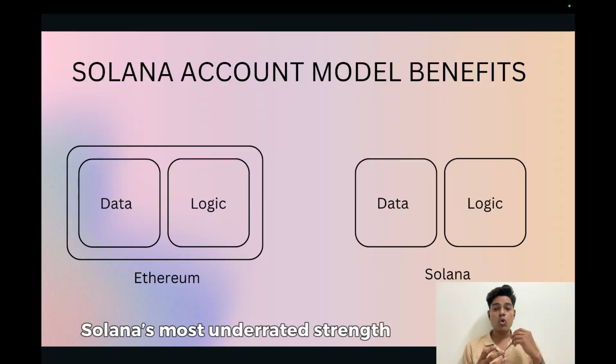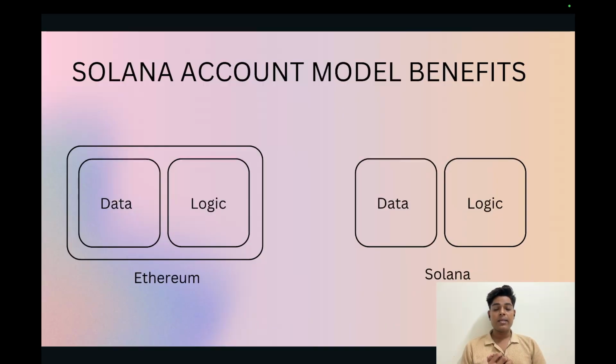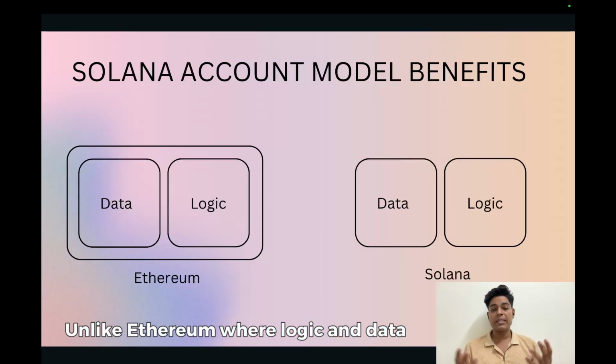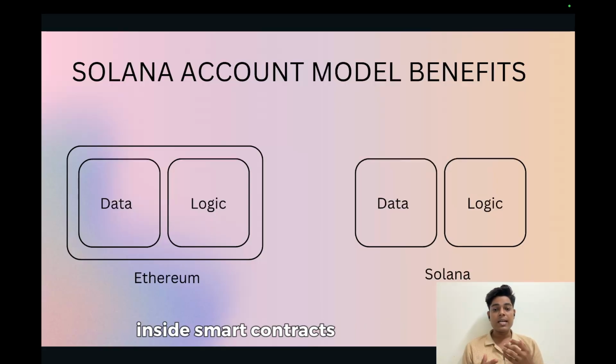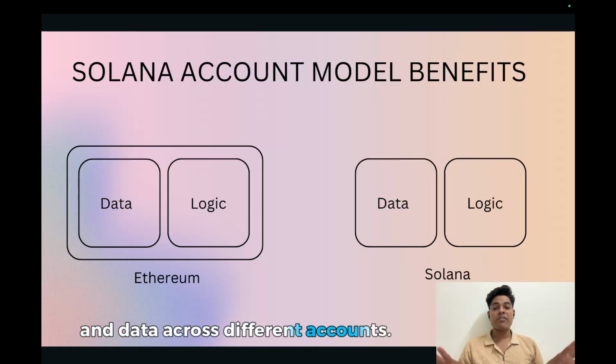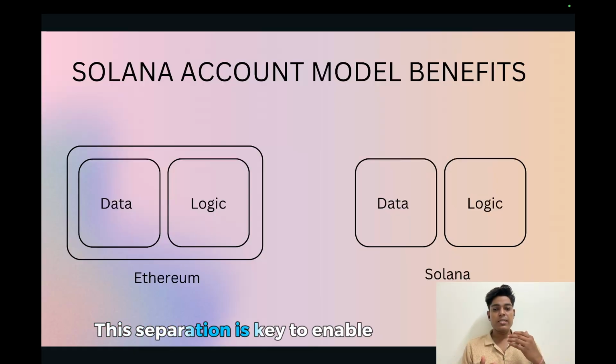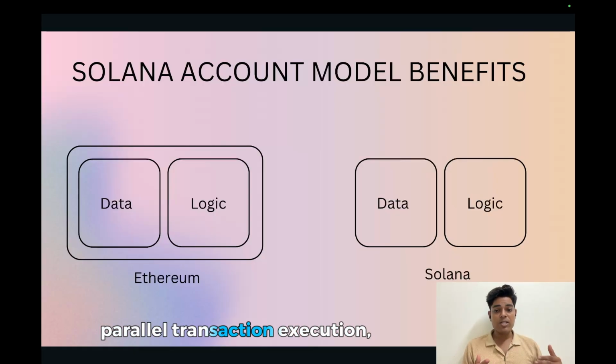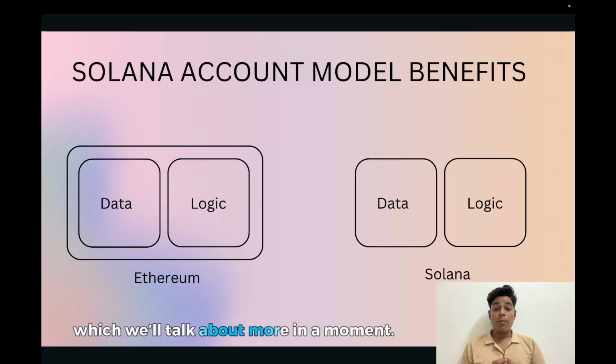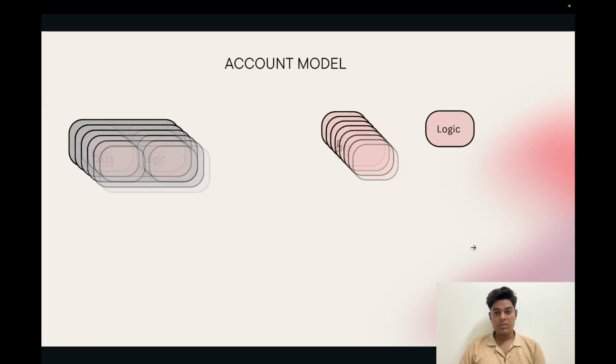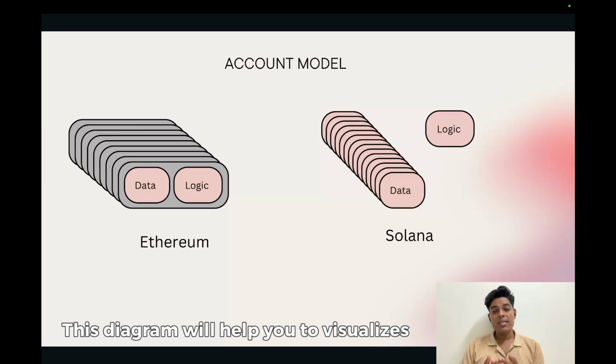One of Solana's most underrated strengths is its accounts model. Unlike Ethereum, where logic and data are often bundled together inside smart contracts, Solana separates logic and data across different accounts. This separation is key to enabling parallel transaction execution, which we will talk about more in a moment. This diagram will help you visualize it perfectly.